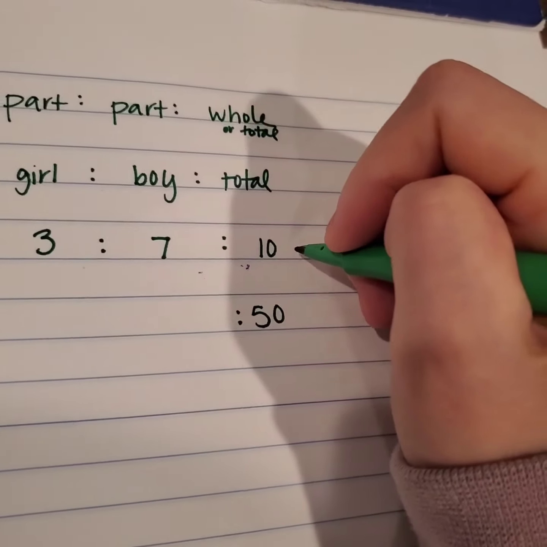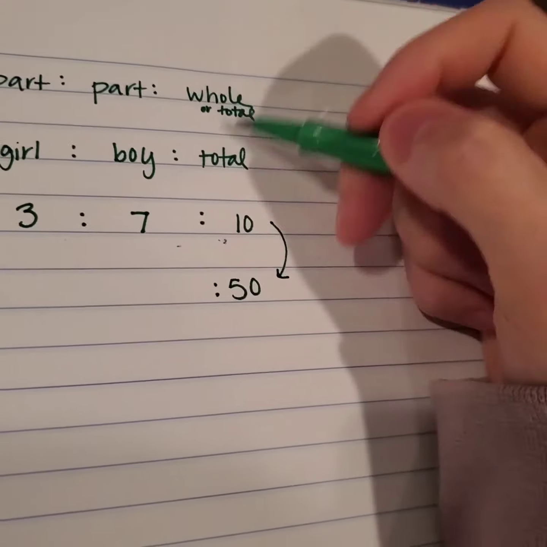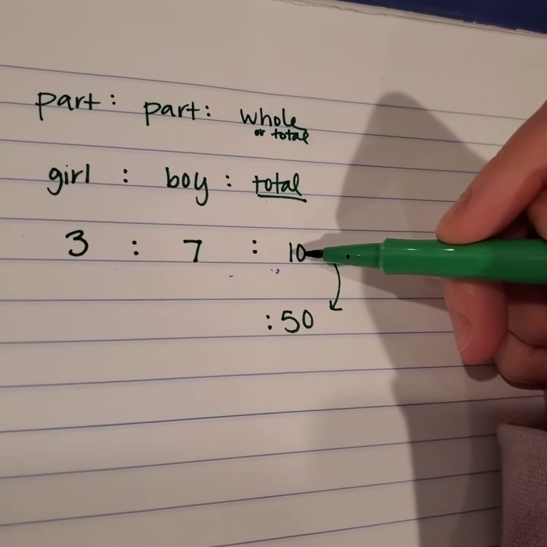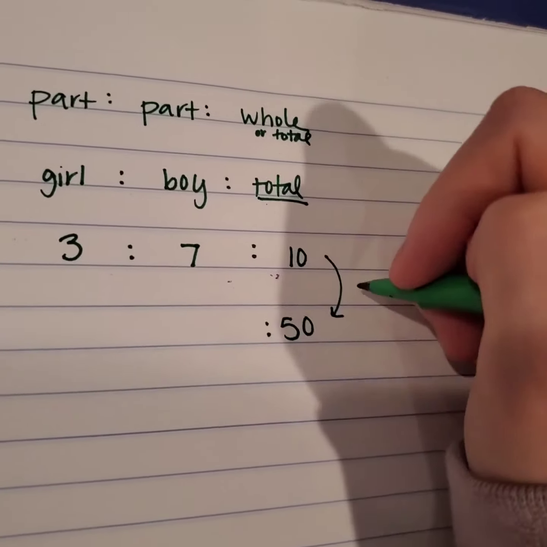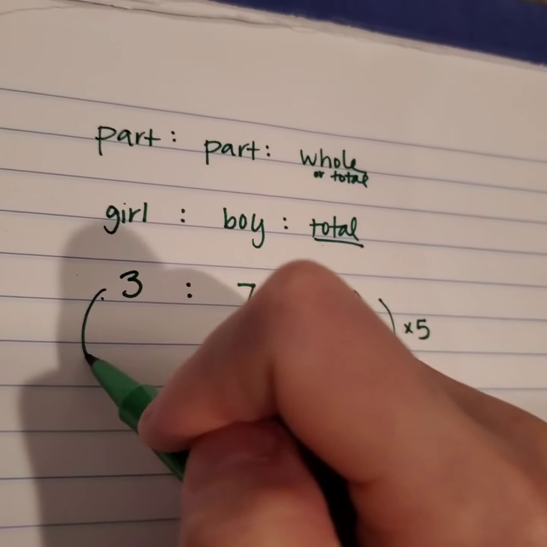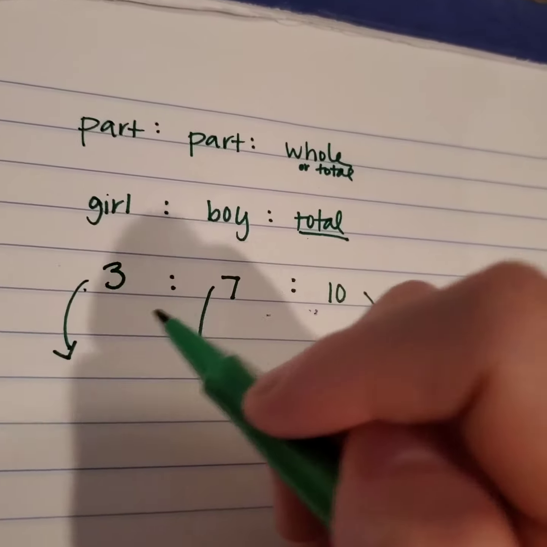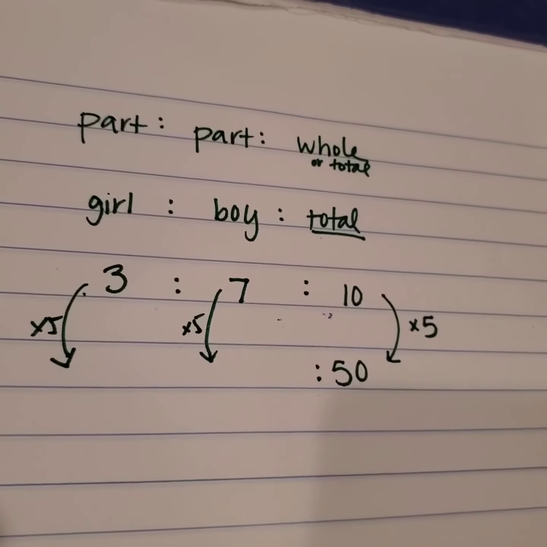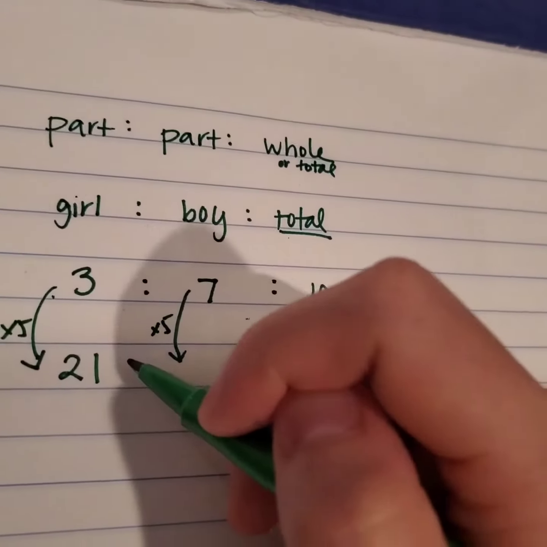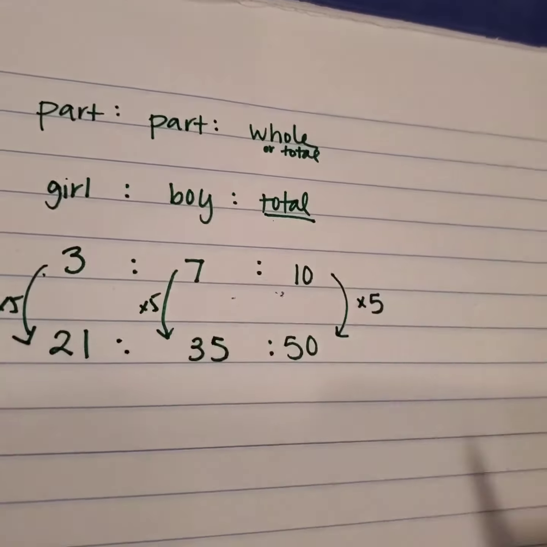So now from here, I have one of my quantities, I have both numbers for it, so I can figure out how do I go from 10 to 50. I can multiply by 5. Whatever I do to one quantity, I have to do to the other ones as well. So I do times 5, times 5. I do times 5, times 5 to get 15 girls and 35 boys.